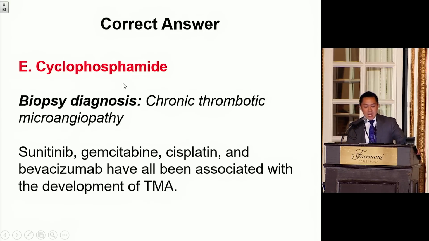So this patient has a biopsy consistent with chronic thrombotic microangiopathy, and all the drugs that I listed before have been associated with TMA with the exception of cyclophosphamide.